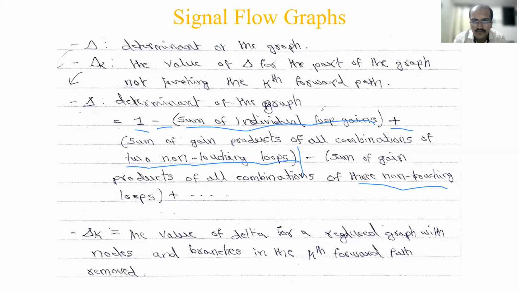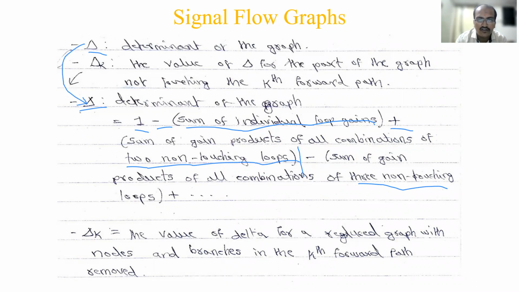So the sum of individual loop gains and 2 non-touching loops will still be there, and to some extent a problem may go up to 3 non-touching. 4, 5 and so on we are not discussing; it is a very complex system, and we are not going up to that. Then delta k. This is about delta; both are indicated here, the formula is written here. Both are the same, and you can write them together in your notes.